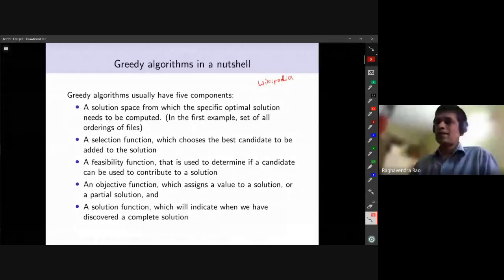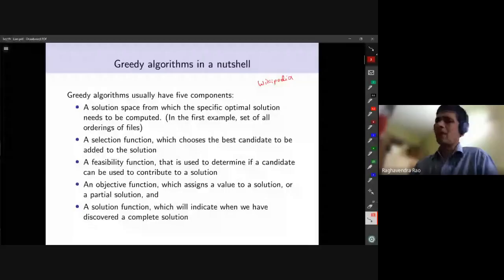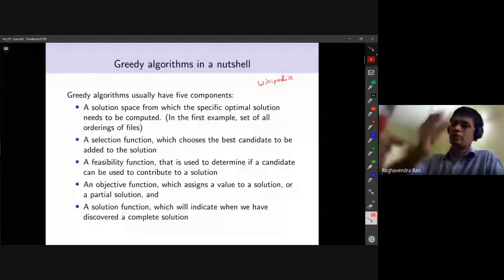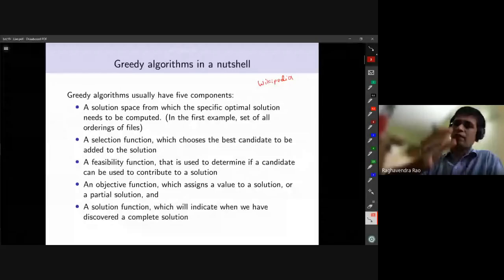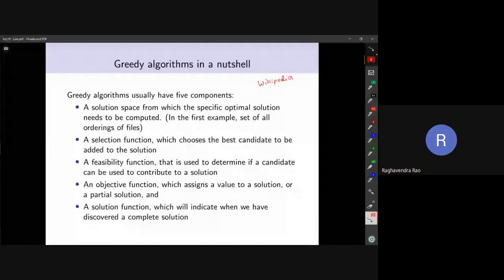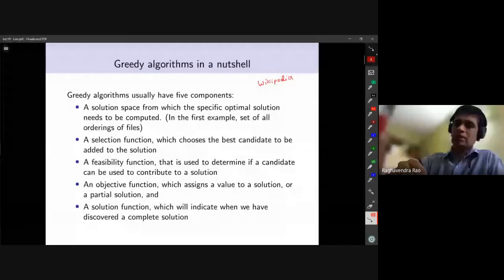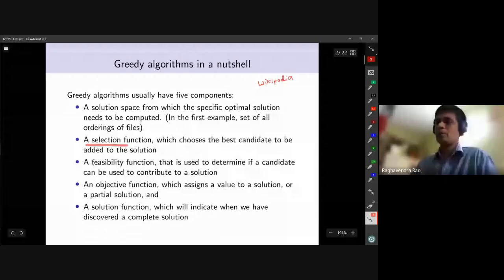But if you look at our examples, the first example, storing files, there these are all hidden. We didn't make it very explicit because it wasn't necessary. One thing is this selection function, it was basically hidden by sorting. Once you sort the files, everything is done. But what is actually happening there is you're choosing the first file to be stored as the smallest size, the next one is the next smallest size, and so on. So the selection function was implicit there. The easiest way to implement it is by just sorting them.